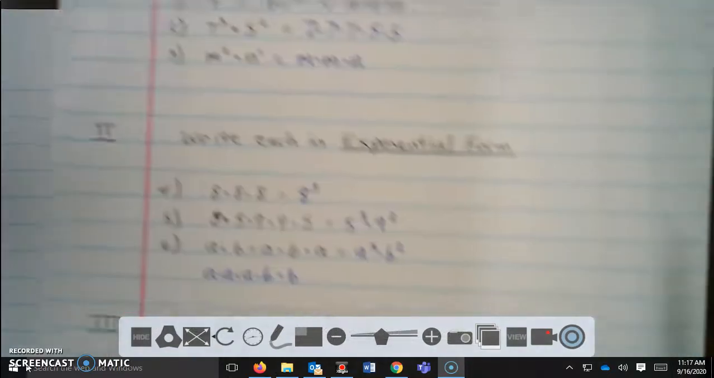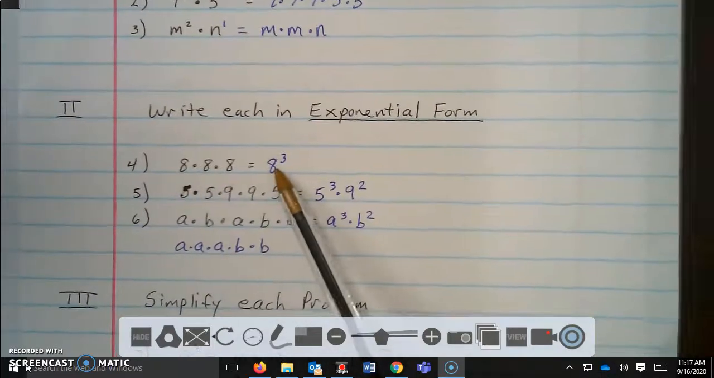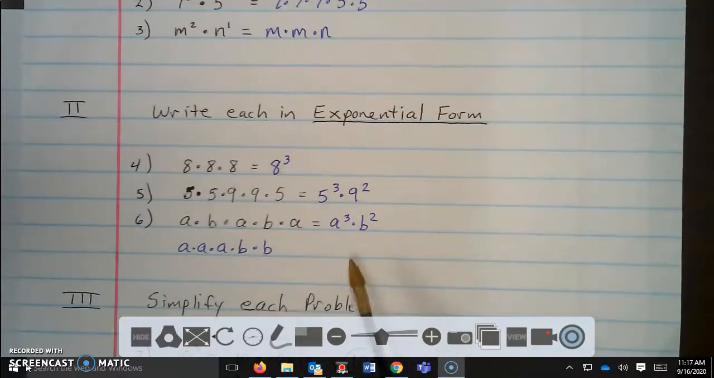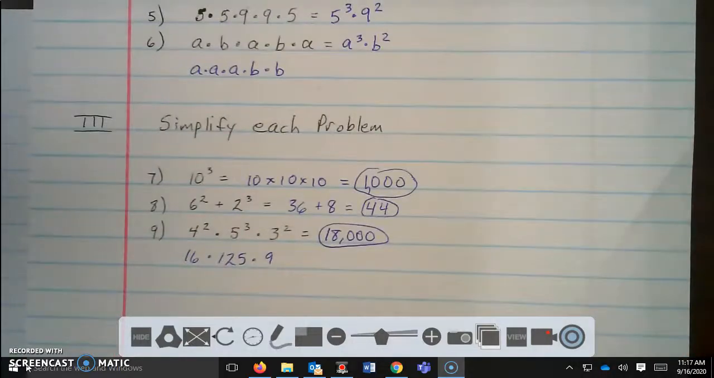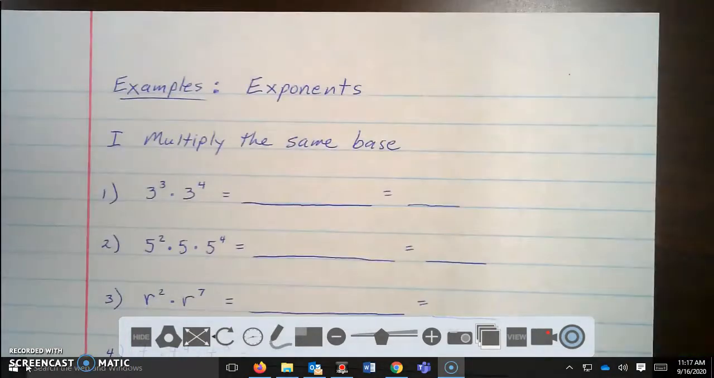The middle section, we went in reverse. Okay? It's already expanded. We had to write it in exponential form. Okay, so here, 5 times 5, well, there's another one, or 3 5s. 5 to the 3rd power, there's your 9 to the 2nd power. Then the third section on that assignment was actually multiply them out and get an answer, as I did here. Okay, so again, that was a review of the last assignment, those notes.